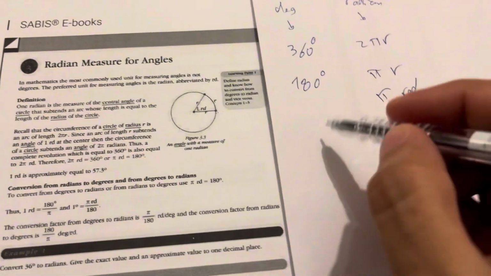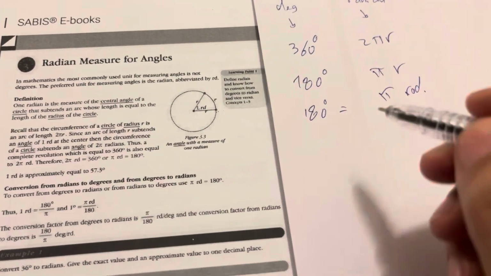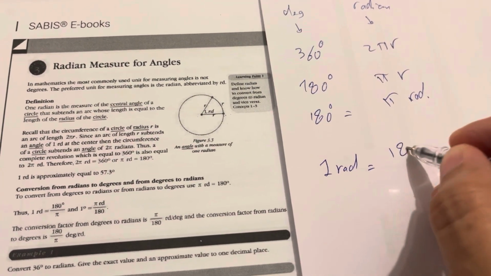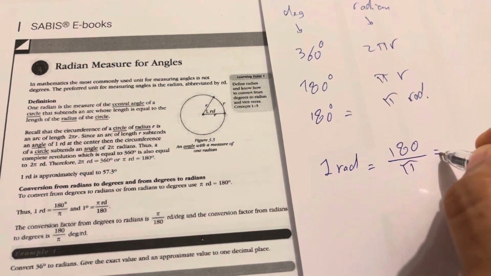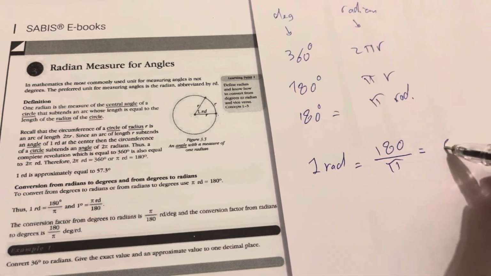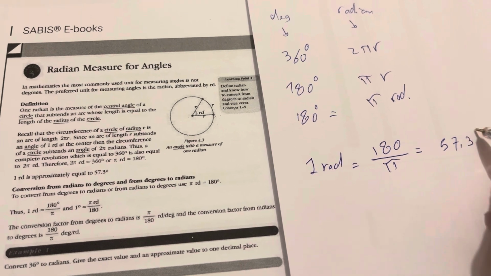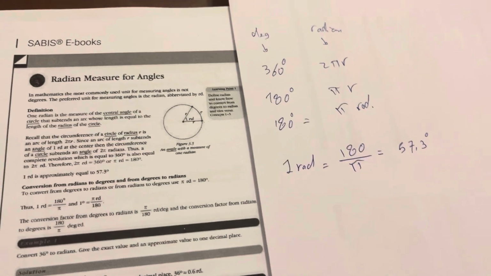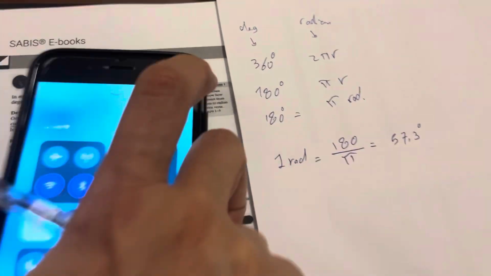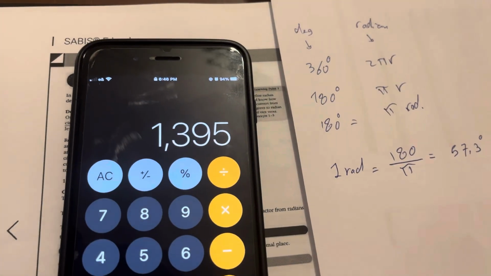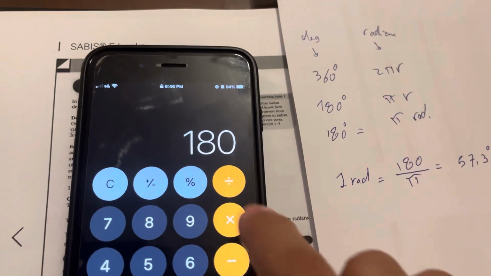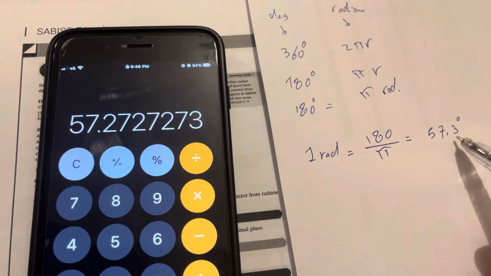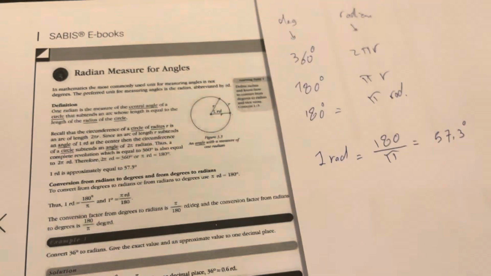So 180 degrees is equal to π radian. So how much is 1 radian? It will equal 180 divided by π, which is approximately 57.3 degrees. I consider that π is 22/7. So if you calculate it, 180 times 7 divided by 22, you will get this angle, 57.3 roughly.